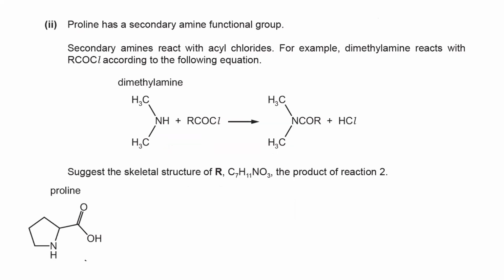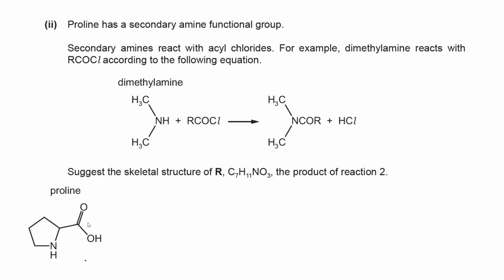Now, this example is given to guide you to reach your answer, to get a structure for R. But of course, they don't use proline as the example. Okay, that will be too easy. So they give you another compound with a secondary amine functional group. In this case it will be dimethylamine reacting with a general acyl chloride. That's why they put R to represent the alkyl group. Then this is the product given.